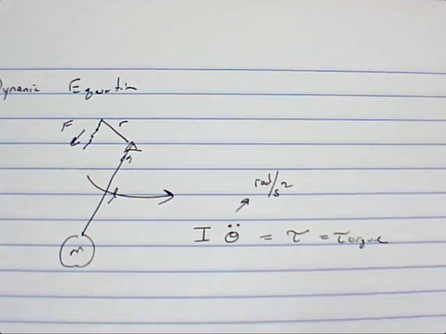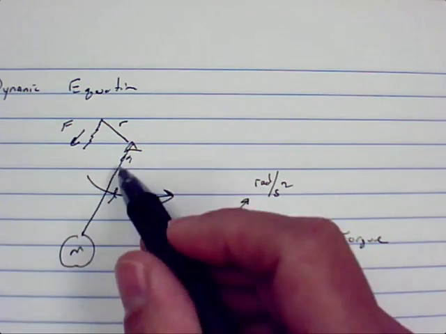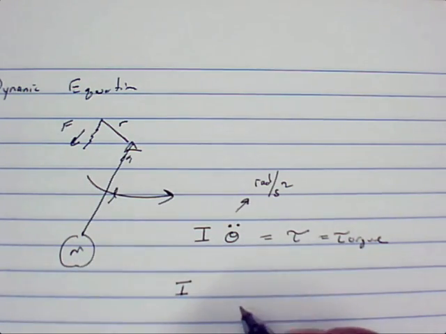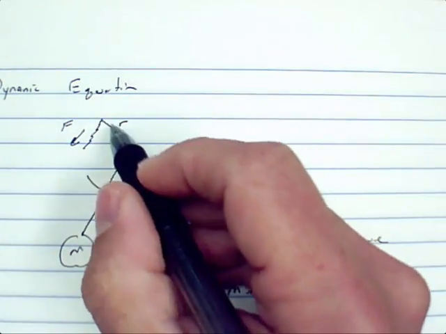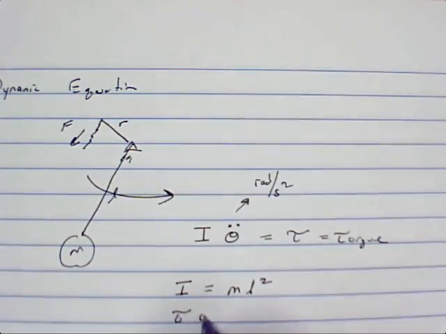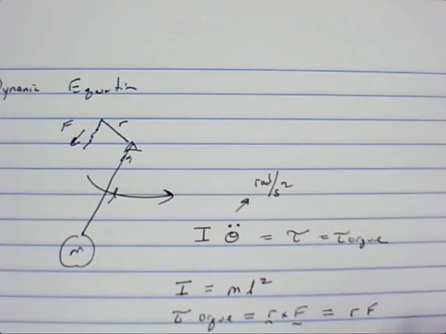So let's look at this a little bit. The inertia is this lumped mass out at distance L. So from physics class, you knew that the inertia is just mL squared. Torque is this radius times this force. So the torque in physics class was R cross F, but we're going to make everything at right angles for ease of assumption. So it's just this distance R times this force F.